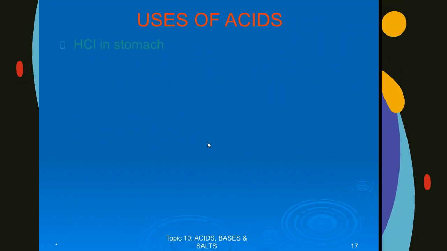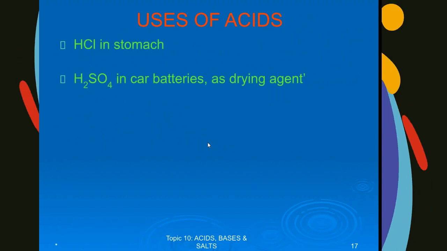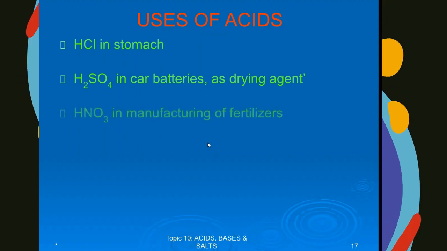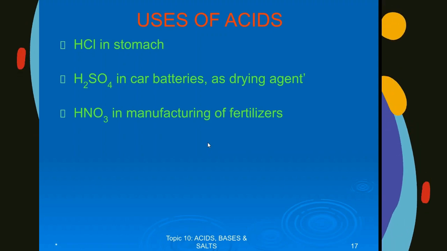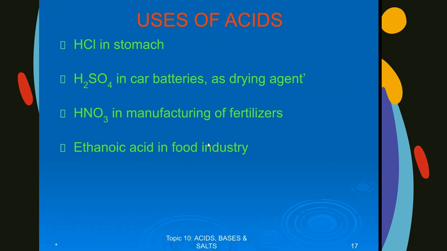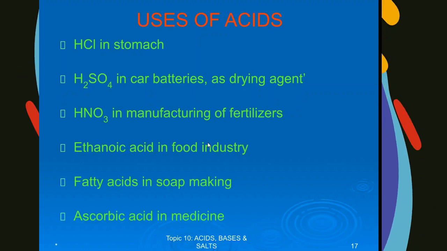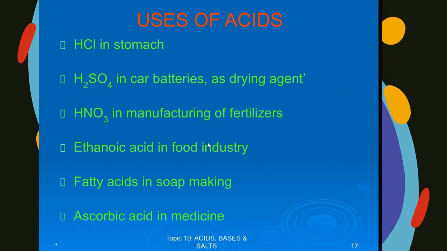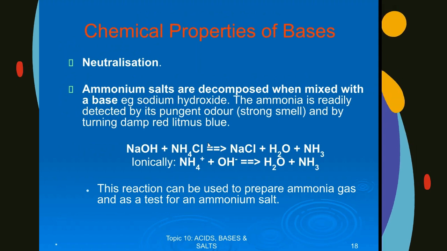So what are the uses of acids? First of all, HCl in the stomach. Then the second one, H2SO4 in car batteries as a drying agent, then HNO3 in manufacturing of fertilizers, then ethanoic acid in the food industry, then fatty acids in soap making, and ascorbic acid in medicines.